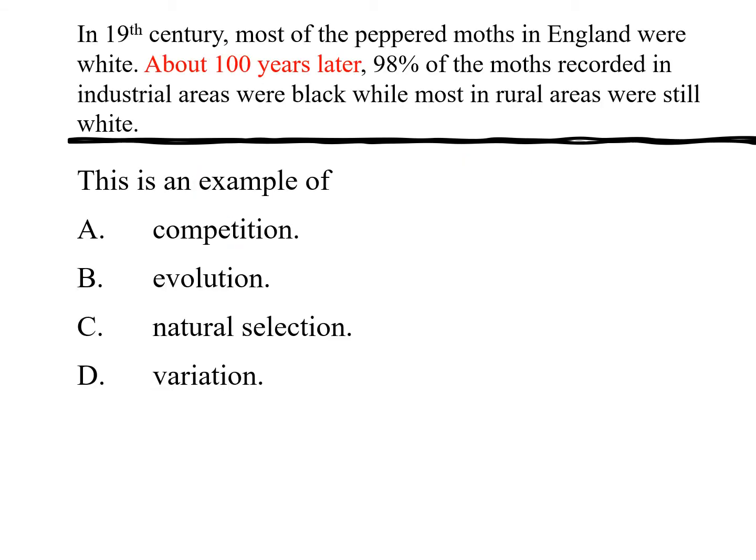Let's take a look at an MCQ. In the 19th century, most of the peppered moths in England were white. However, 100 years later, 98% of the moths in the industrial area were black, while those in the rural area, the countryside with a lot of trees and good air quality, were white. So this is showing an example of, of course, natural selection.